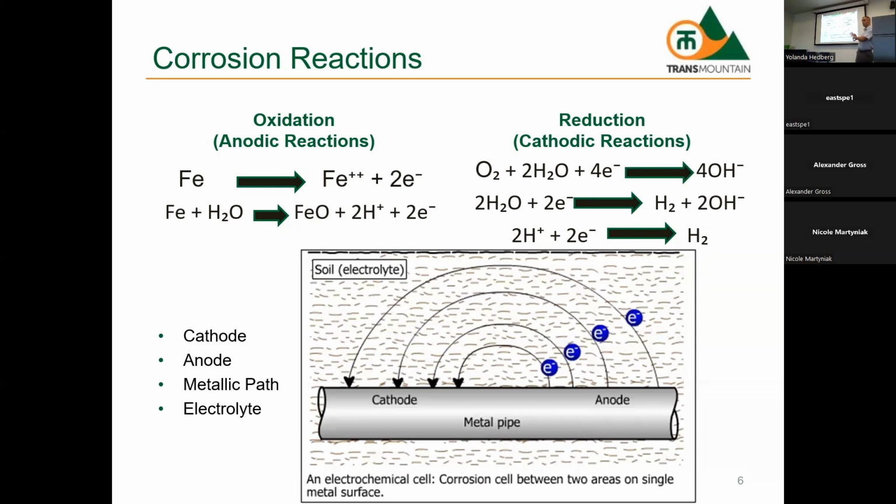If we're talking about one pipeline or one structure that has anodic and cathodic sites, you're always going to have the metallic path. If we're talking about zinc and aluminum, the metallic path between those two is the contact. So if we can dielectrically isolate those two, so there is no transfer between them, that's how we would eliminate the cathode and the anode.